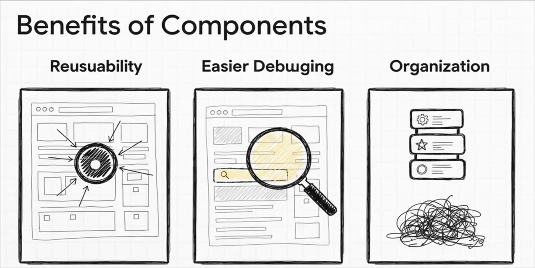So why does this matter so much? Well, this is an absolute game changer for a few reasons. First, reusability. You can make a really cool button component once and then just drop it in anywhere you need it on your site, 100 times if you want. Second, debugging is so much easier. If the search bar is broken, you don't have to hunt through a massive file. You just go fix the search bar component. It's isolated. And finally, your code is just neat. It's organized and easy to understand.